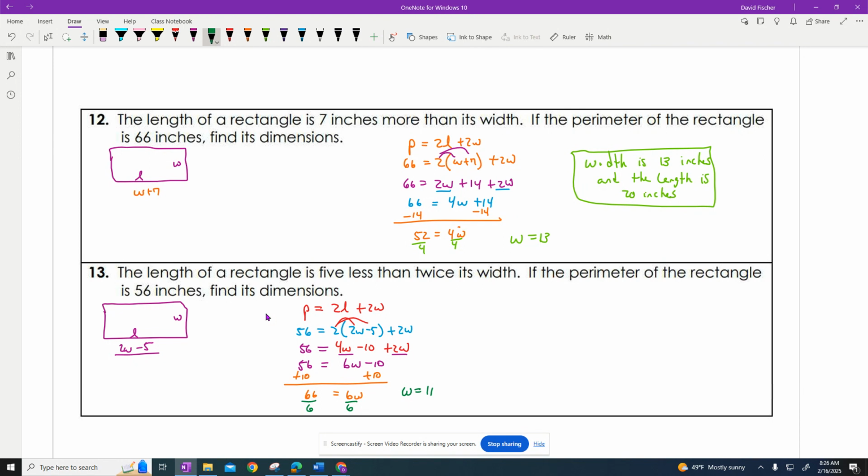Alright, so now the length of the rectangle. The width is 11. What are we measuring in, inches again? 11 times 2 is 22. 22 take away 5 is 17.